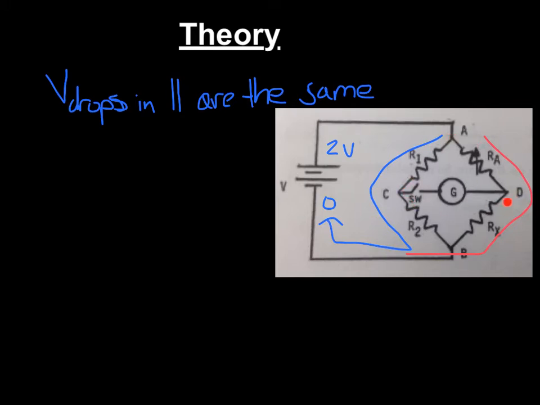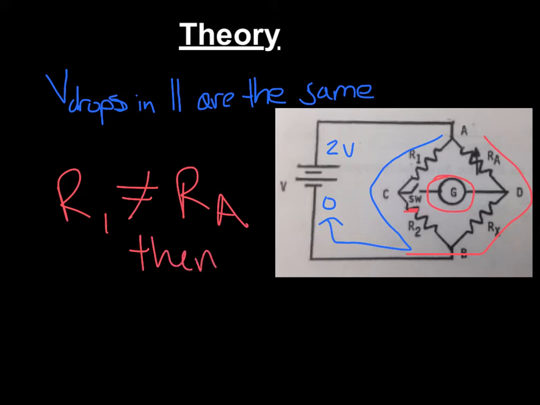There's this little meter that's stuck in the middle. That's your galvanometer right here. This is the probe that you are going to be reading. Now, if this switch is closed, and this potential drop is equal to this potential drop, there's no push on the charges through this bridge. However, if R1 is not equal to RA, then charge flows through.